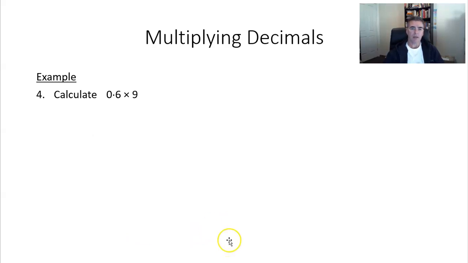Alright, so we'll have a look at another example, this time 0.6 times 9. So only one of them is a decimal, but it doesn't matter. We still follow the same process. There's one number after the decimal point. So the answer should have one number after the decimal point. Now let's ignore it. 6 times 9 is 54. Remembering I should have one number after the decimal point, we should have that 4 after the decimal point, put the decimal point in. And so what we get is 0.6 times 9 is 5.4.